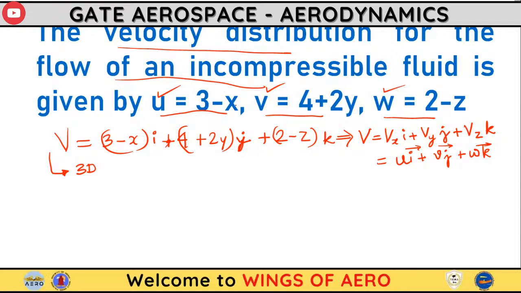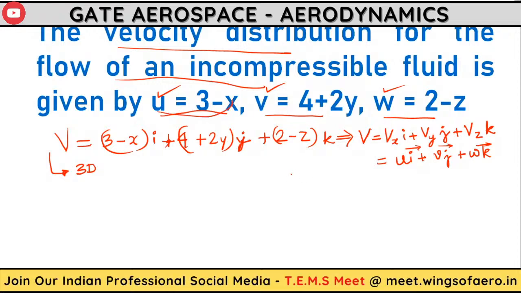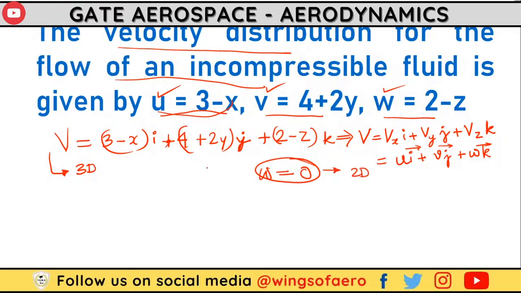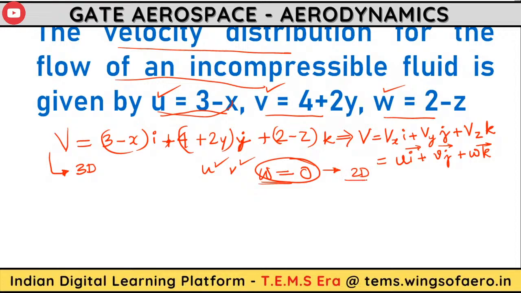Here you might think that Y is 0 and Z is also 0. But whenever you have some functions, if your W is 0, that means we can say this flow becomes 2D. There is existence of U, existence of V, but W is 0, then we can say that the flow is 2D. Please keep that in mind.